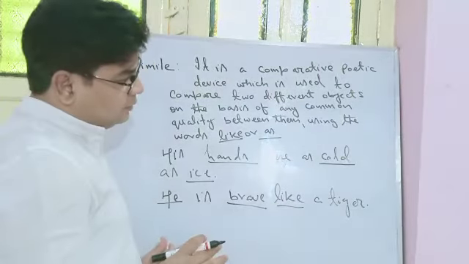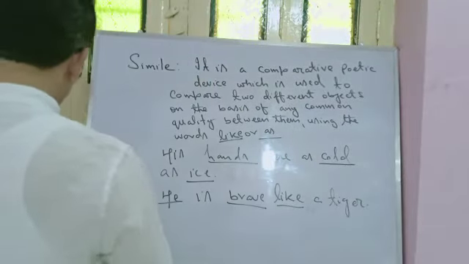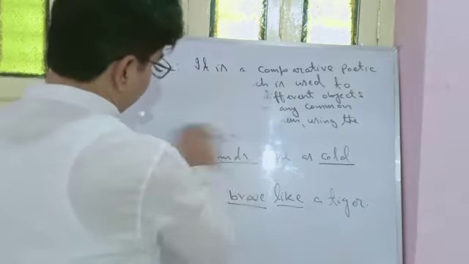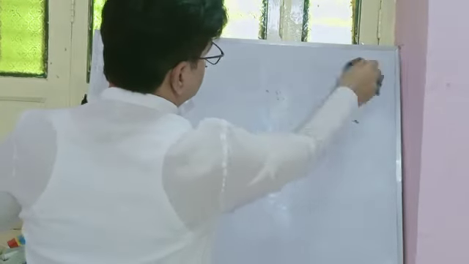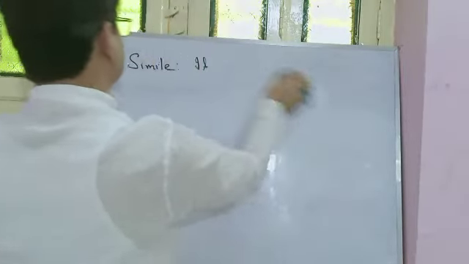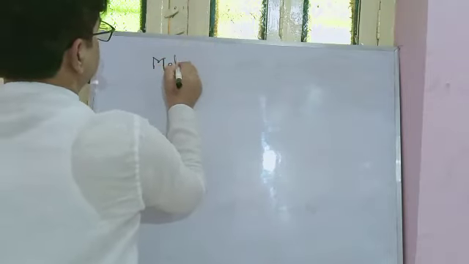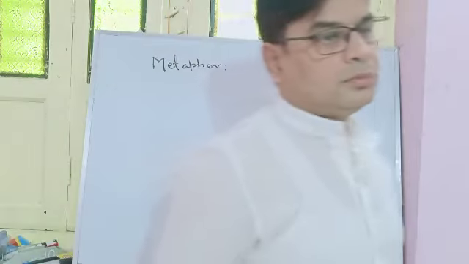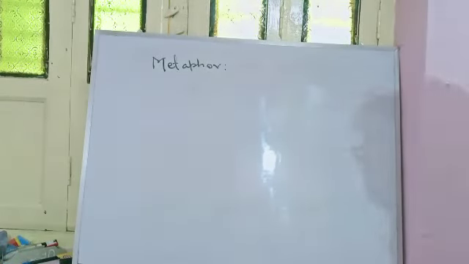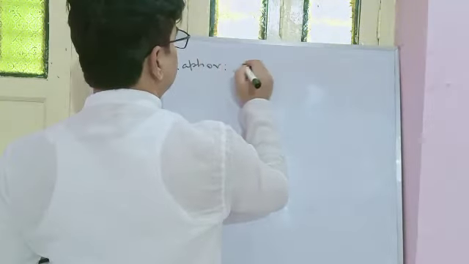I hope it is very clear. Now I will move on to another poetic device. Another poetic device is metaphor. What is metaphor? It is just like simile, but a little difference is there. I'll tell you. First of all, let me write.